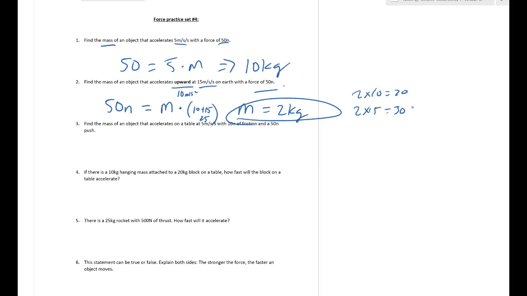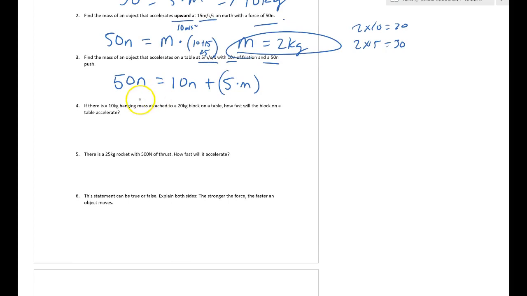Find the mass of an object that accelerates on the table at 5 meters per second squared with 10 newtons of friction and a 50 newton push. So 50 newtons is going to be equal to the friction, 10 newtons, plus the rate of acceleration, 5 times m. So subtract 10 from both sides, so we've got 40 newtons equals 5m. Divide 5 from both sides, and we've got the mass is going to equal 8 kilograms.